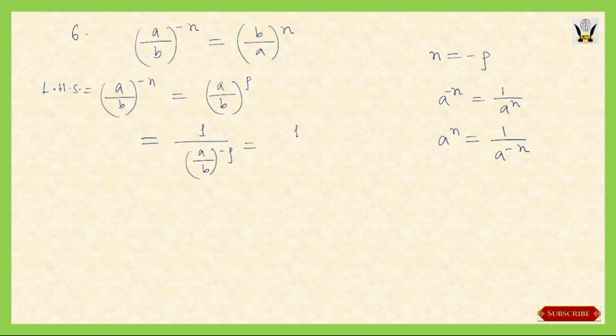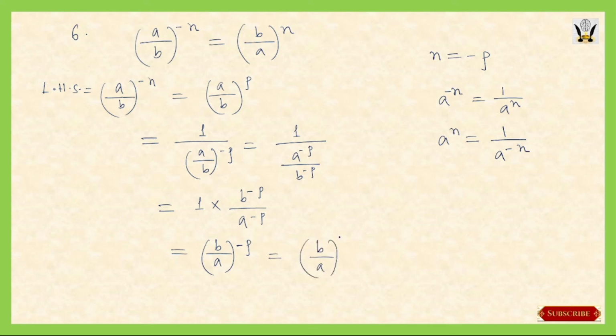Now this can be further written as 1 divided by a to the power minus p divided by b to the power minus p. So this will be nothing but 1 multiplied by the multiplicative inverse of the second rational number that we have in the denominator. So it will be b to the power minus p divided by a to the power minus p. Now it can be further written as b by a to the power minus p, and what is minus p in terms of n? n is equal to minus p, so we can write b divided by a to the power n. So this is an important property or law which saves time if we know it.